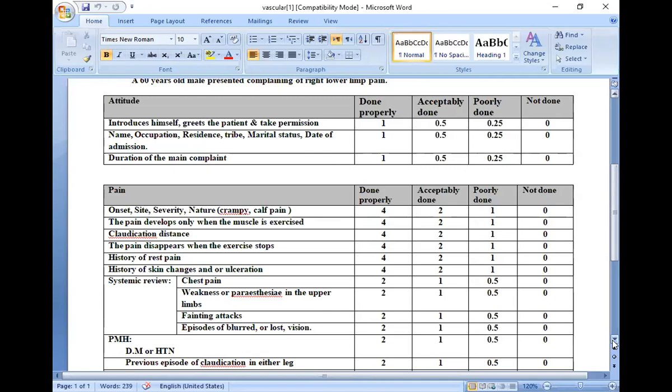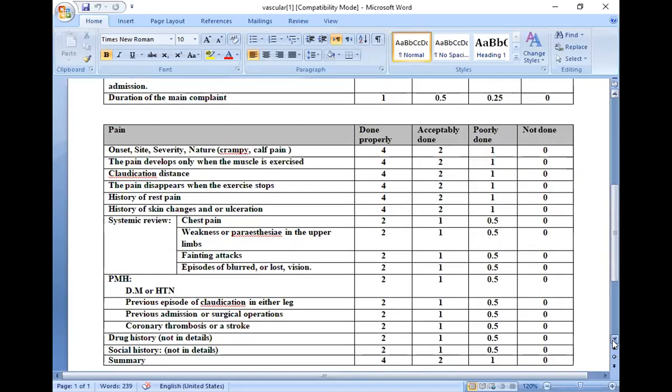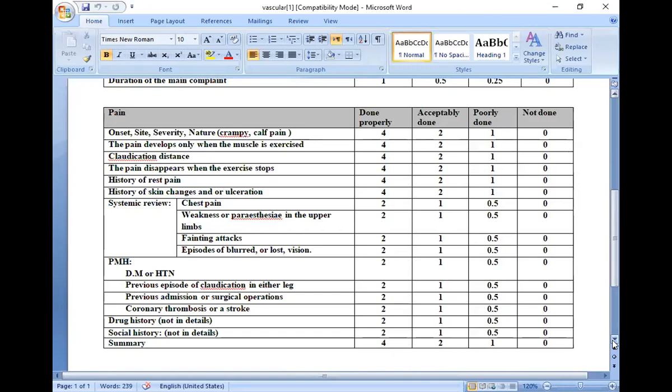Weakness or paralysis in the upper limbs. As you know, it may be a shooting embolus causing a CVA. Fainting attacks may be TIAs. Episodes of blurred or lost vision. All of these indicate that he has a cerebral vascular accident. Diabetes and hypertension are very important in past medical history.